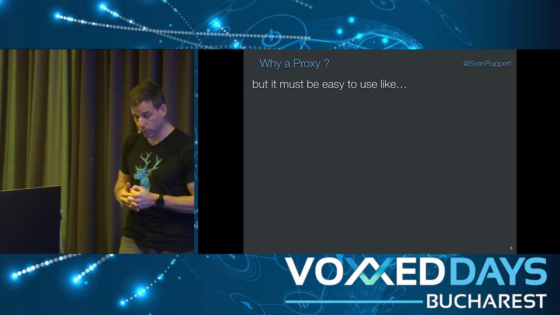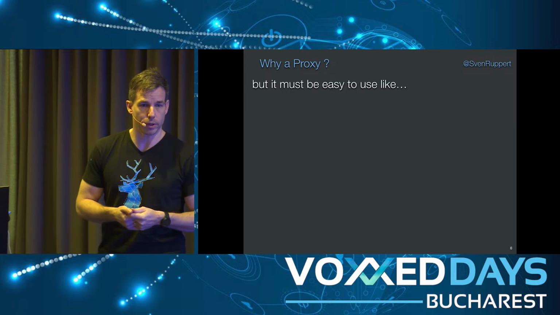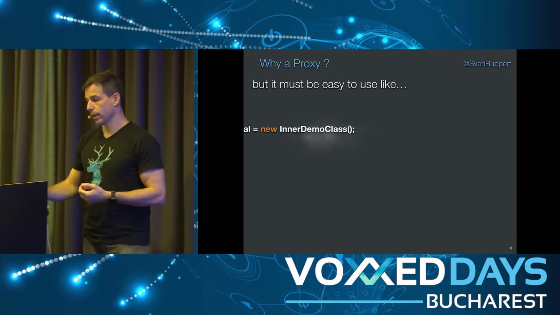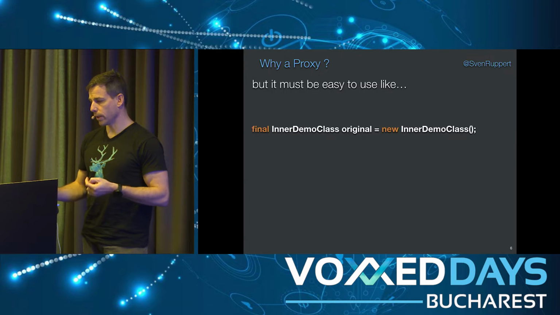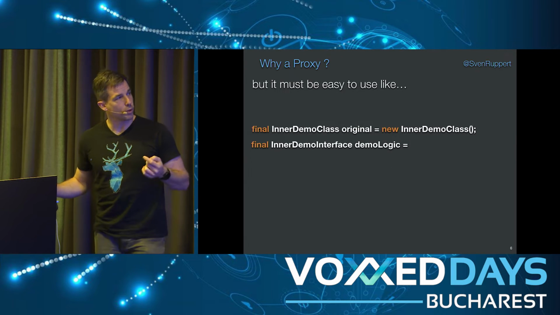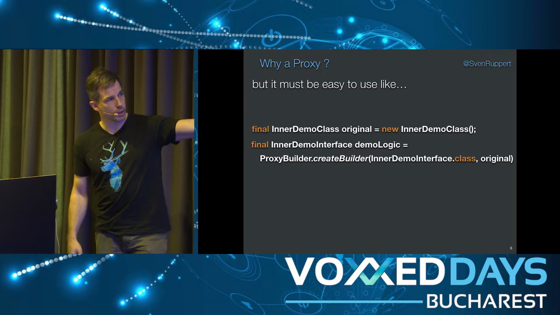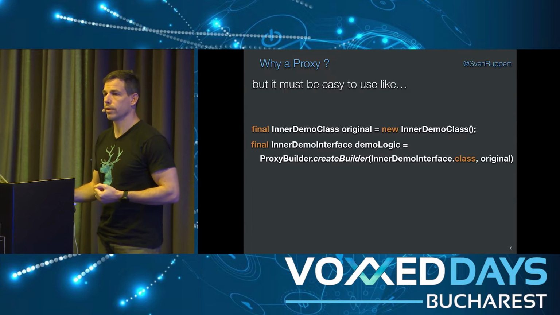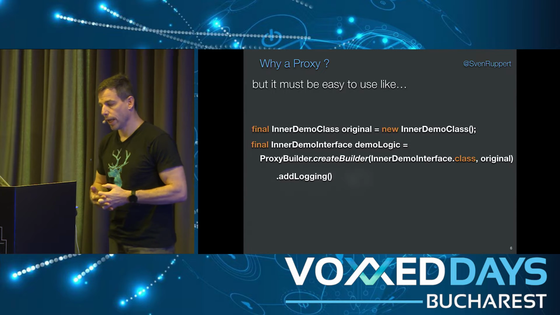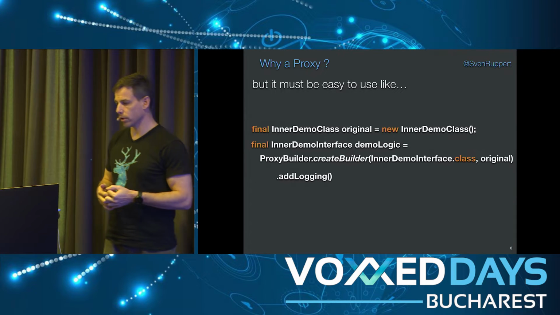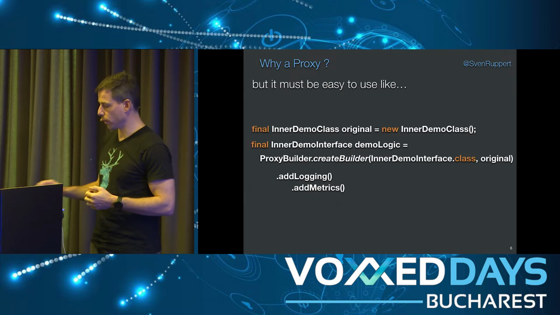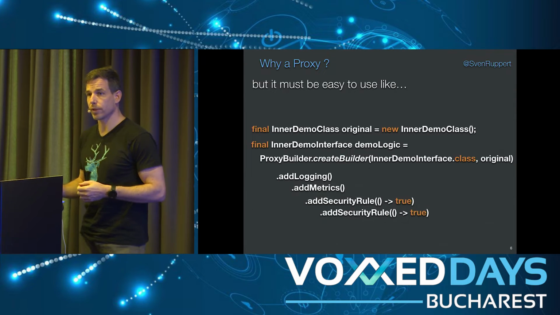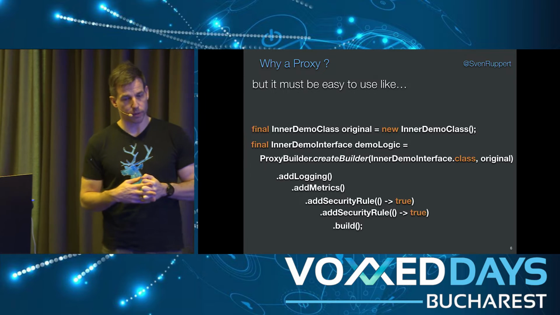But a proxy should be easy to use for the developer. If you're using a proxy, you are happy if it is easy to use. It doesn't mean that it's easy to create. Let's say you have some class and you want to build a proxy. It would be nice to have a create builder or proxy method to say, this is my original, this is the interface I want to go with. Then you start adding functionality, for example logging or metrics, maybe a security rule and the next security rule. When everything is done, you could say, okay, now my proxy is here.